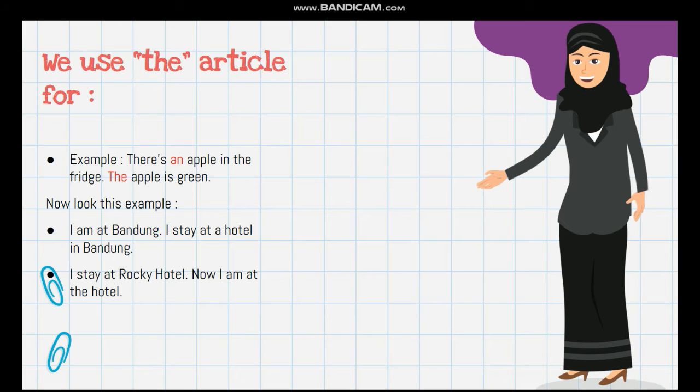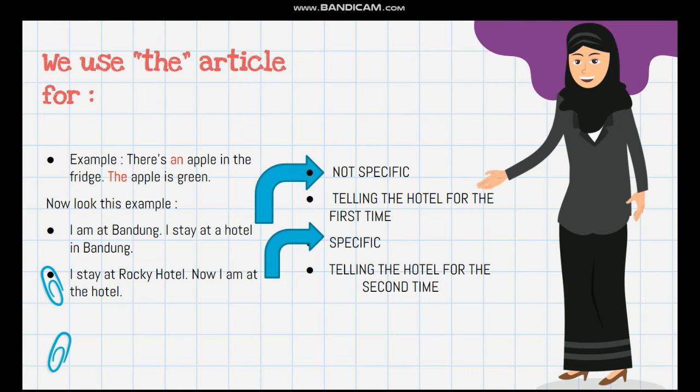Let's come to another slide to help you understand more. Now look at this. I am at Bandung. I stay at a hotel in Bandung. Not specific. We don't know what hotel I am staying at. I am telling the hotel for the first time. In this sentence, the speaker, in this case me, is telling about the hotel for the first time.